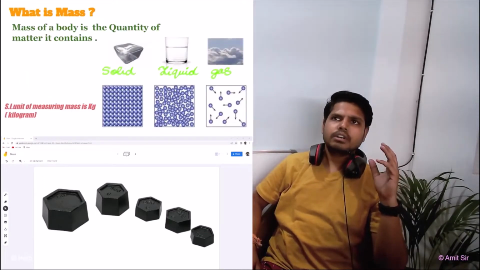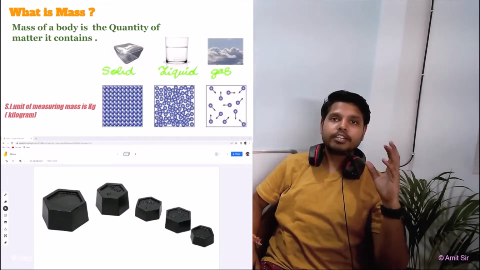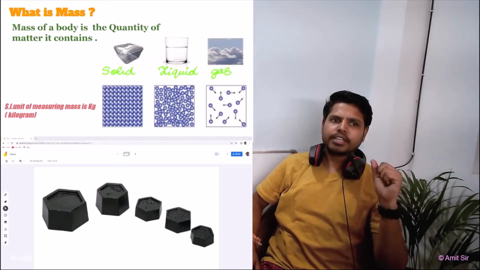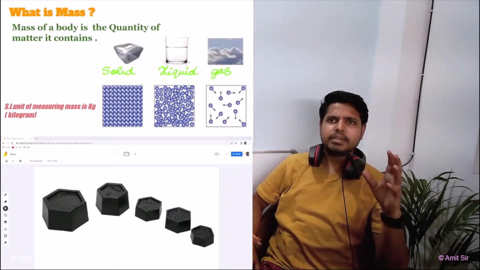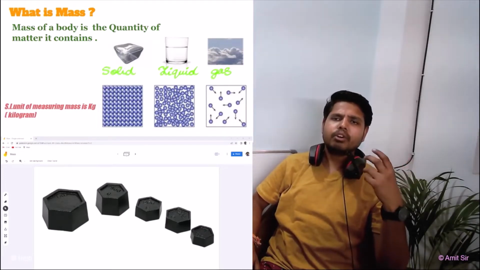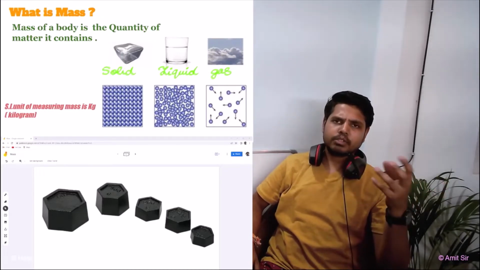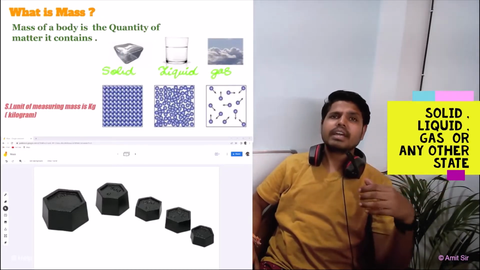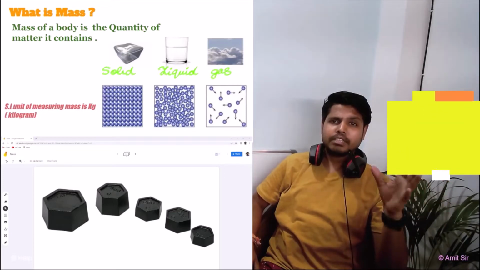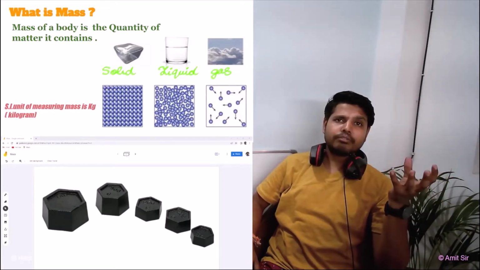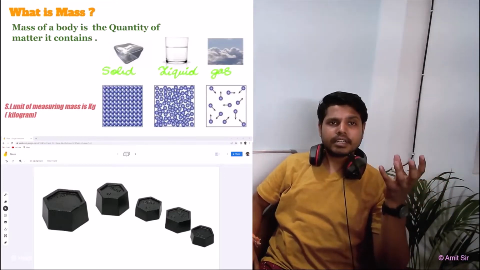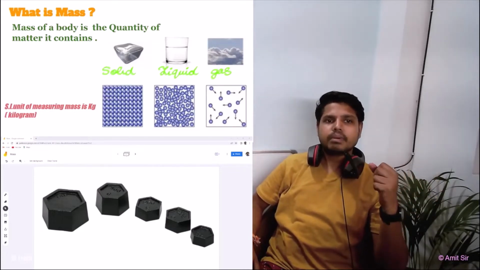So the quantity that we are going to define is mass. So what is mass? Mass of a body is the quantity of the matter it contains. That means the body might be in any of the three states. It might be solid, liquid, gas, or any other state. But the fact is that the amount of matter that body contains is known as its mass.